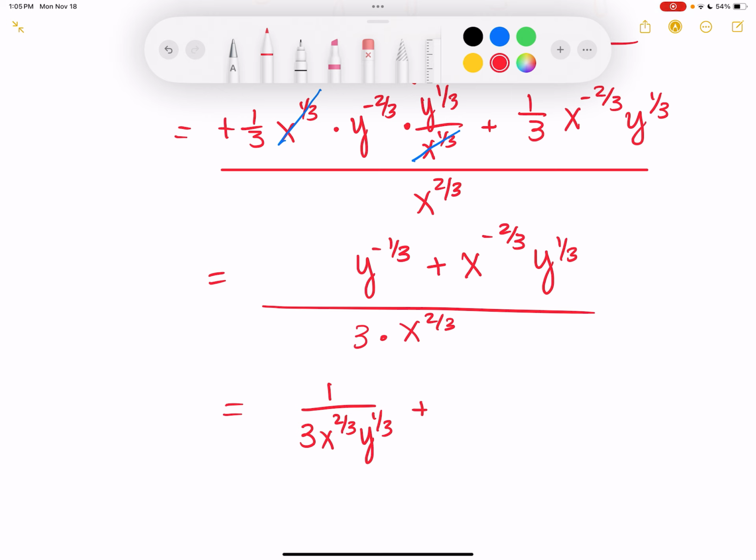plus, I'm going to leave y to the 1/3 on top, over 3 x to the 2/3 times x to the 2/3. I'm moving this one to the bottom.